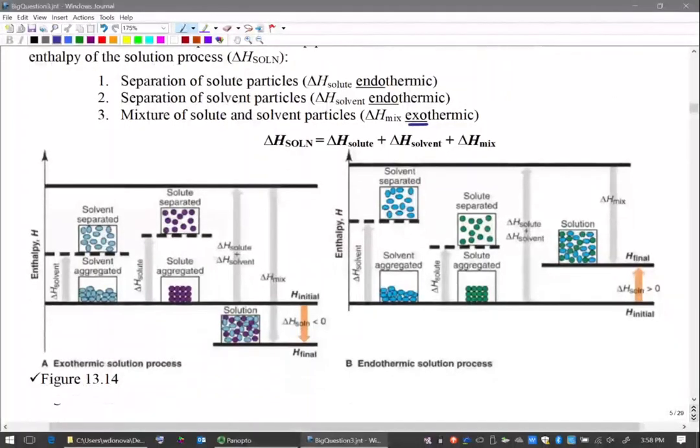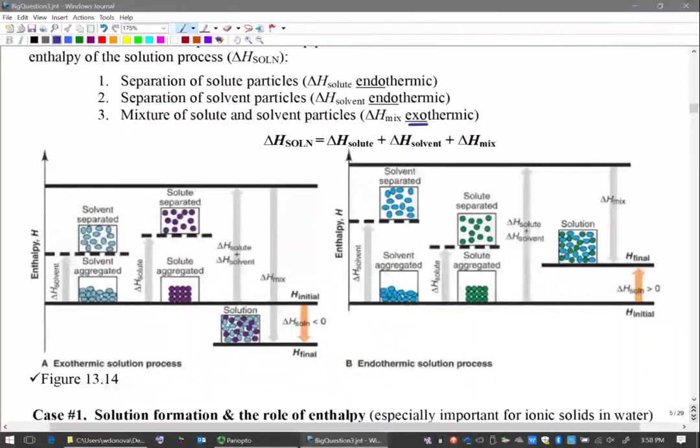So this is figure 13.14. If you already have the textbook electronically or in hard copies, you don't have to draw it yourself in your notes. But as we see, the first two steps are always endothermic, separating the solute and the solvent. Those are always endothermic. It's the third step that's always exothermic, delta H mix, that's always exo. But the grand total could be endo or exo, depending on the relative quantities that are involved. And that's okay. Some substances, when we dissolve them, it's exo, some it's endothermic.